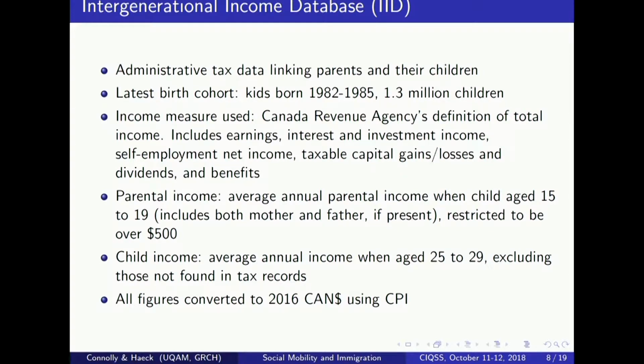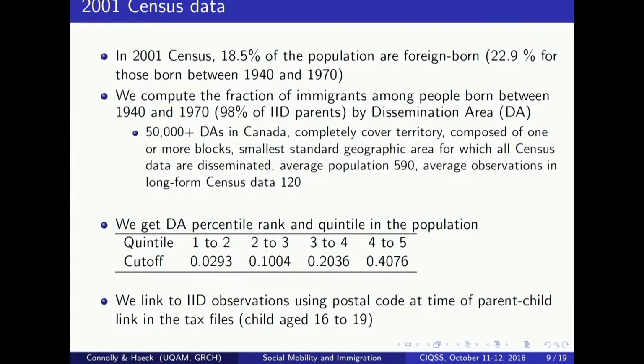In previous work that I did looking at all birth cohorts, we found this to be quite representative. It doesn't change all that much after that, at least when you look at ranks. Okay. All figures are converted to 2016 dollars. That's fine. Okay. The new bit that we're going to use is the 2001 census data. So 2001 corresponds to the year that the children are linked to their parents in the tax files.